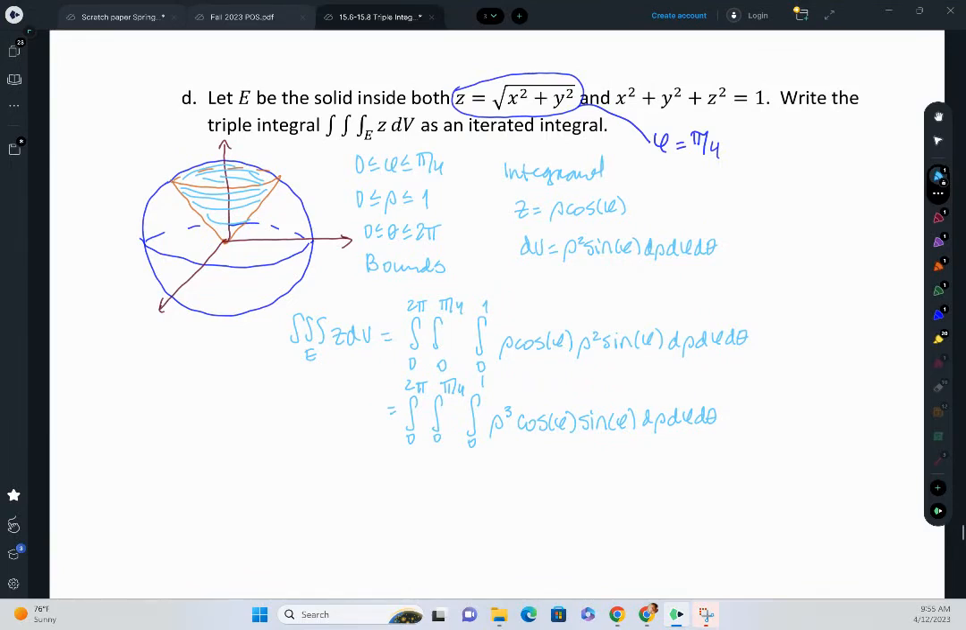All right, so that gives you kind of an idea of, in parts A and B, you see the cylindrical and then you see it in the spherical, and kind of when you would use one over the other. All right, next example, we just have two more.